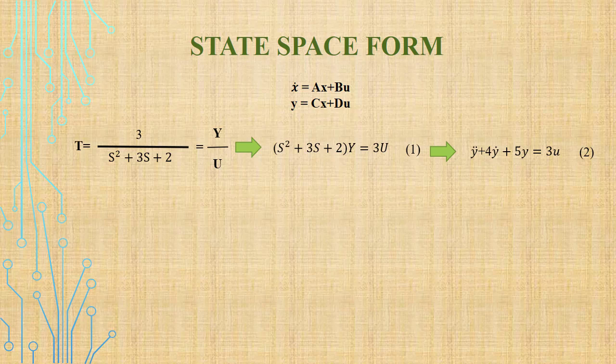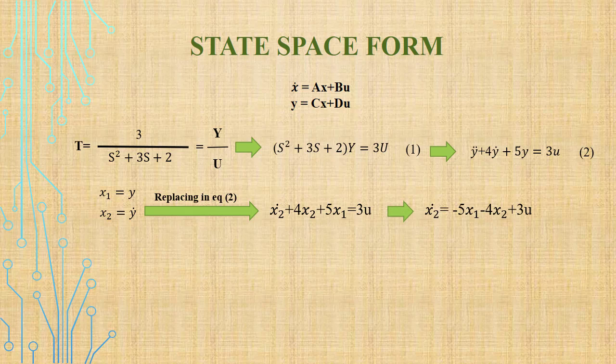For this reason, we have to define two variables, x1 and x2. On the other hand, with replacing x2 in equation 2, we get derivative of x2. Finally, derivative of x1 is equal x2, and derivative of x2 is minus 5x1 minus 4x2 plus 3u. As you know, in a state space form, we have two main differential equations.